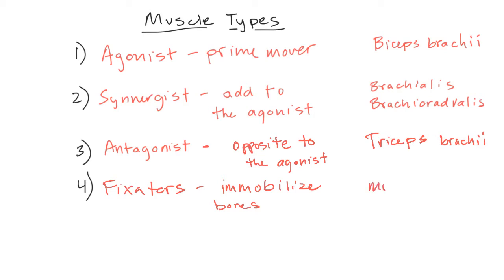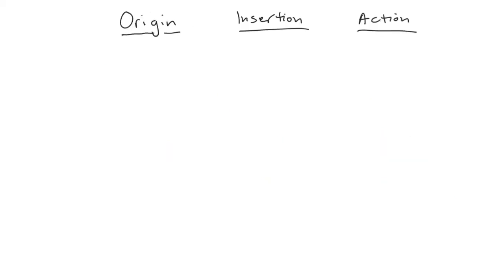Okay, so we could say the muscles of the scapula. Okay, depending on what movement, the whole host of different muscles there could slightly resist that movement to immobilize the scapula and keep it in place. All right, so those are our 4 muscle types based on the actions that they cause during contraction.